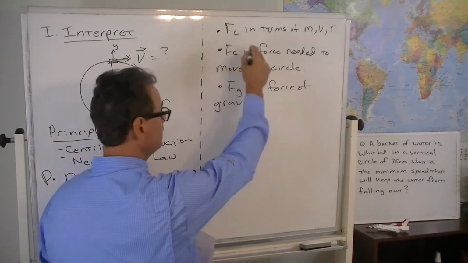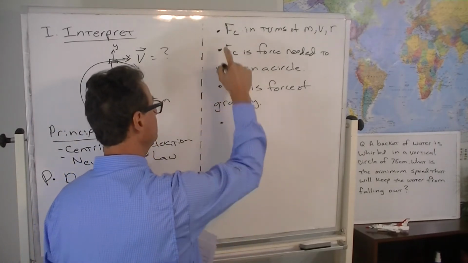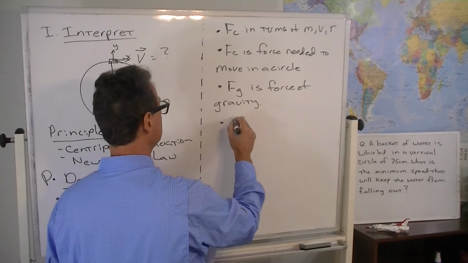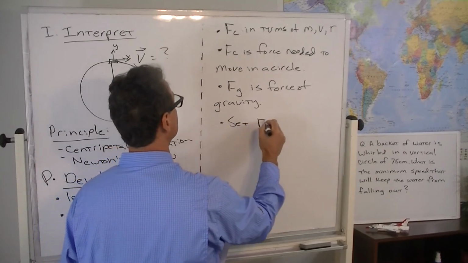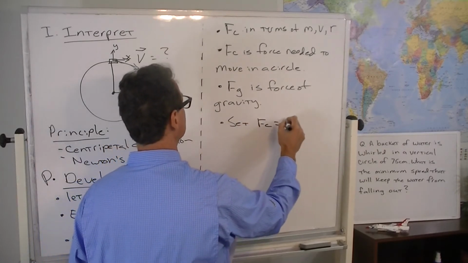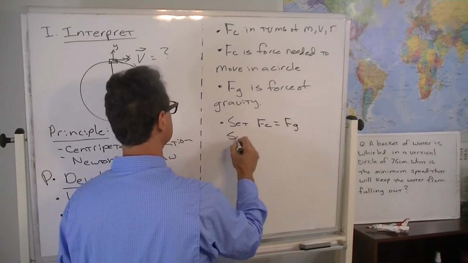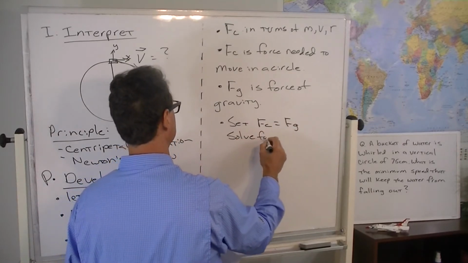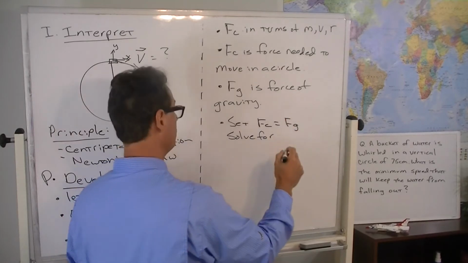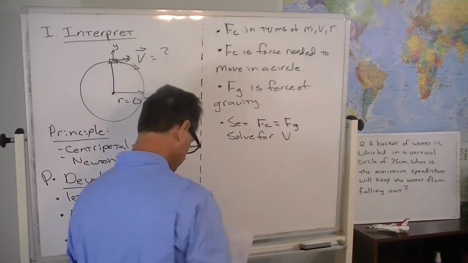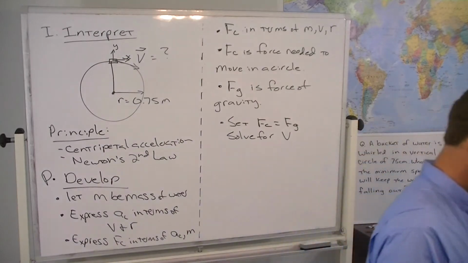Alright, now, often is the case in these centripetal force problems, we'll set the force we need equal to the force that we have, and then solve for the unknown in this question, in this case, which is that minimal velocity.